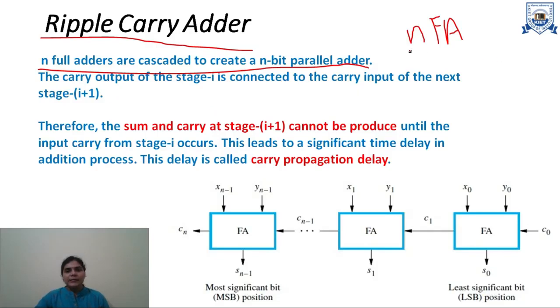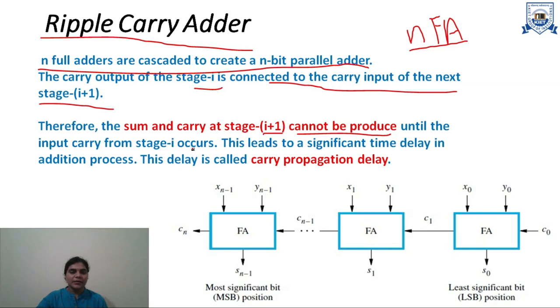And these n full adders will be connected in such a way that the carry output of stage i is connected to the carry input of the next stage i plus 1. Here the carry output of one stage will be connected to the carry input of the next stage. Therefore, sum and carry at stage i plus 1 cannot be produced until the input carry from stage i occurs.